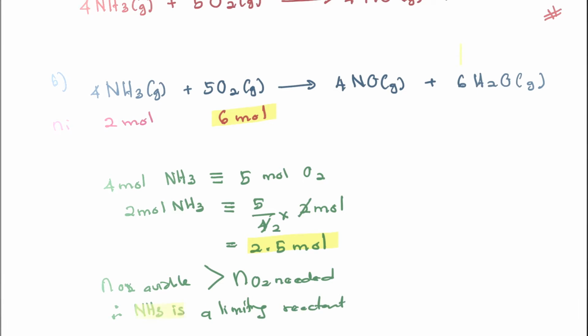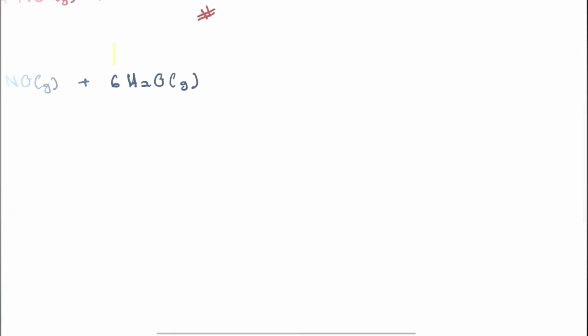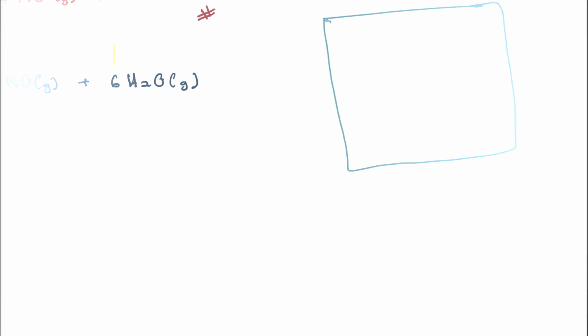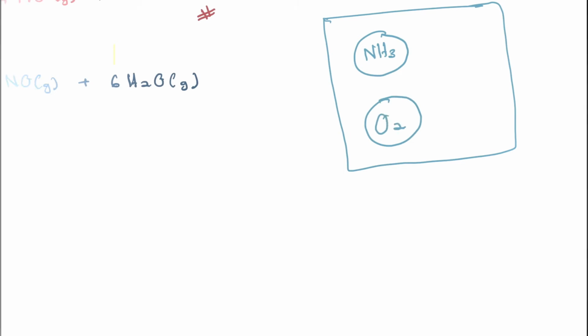So this is the important thing. Okay. If we can illustrate the process, let's say we have one tank. At the beginning of the reaction, we have ammonia and oxygen. Once the reaction occurs, it will produce nitrogen monoxide and water vapor. Because ammonia is a limiting reactant, at the end of the reaction, there is no ammonia.